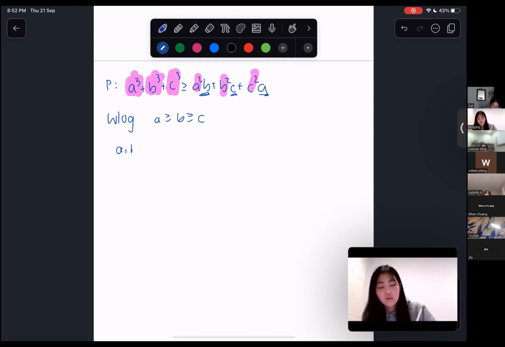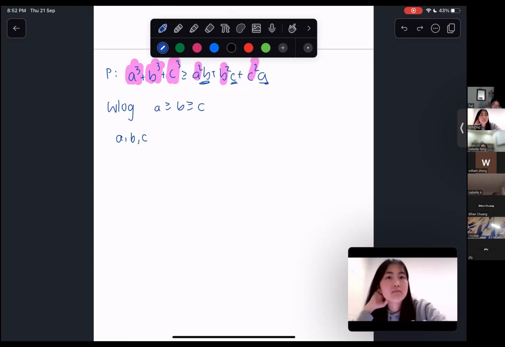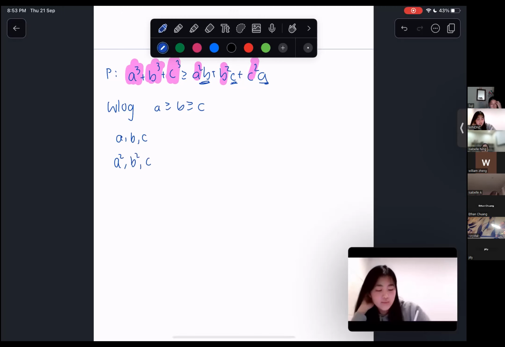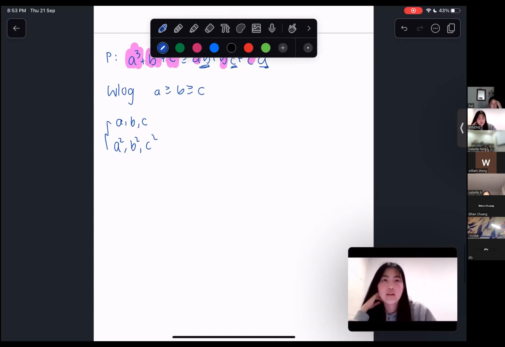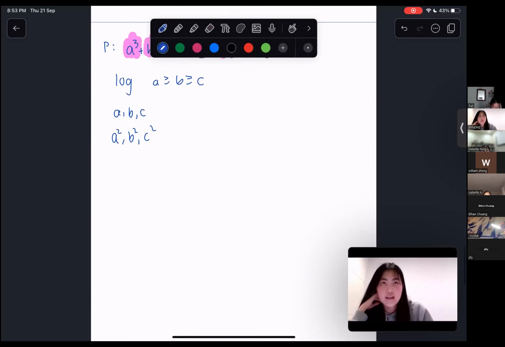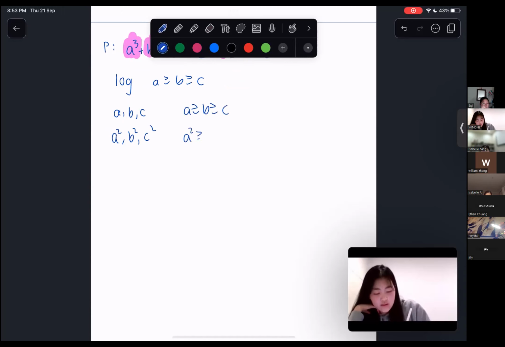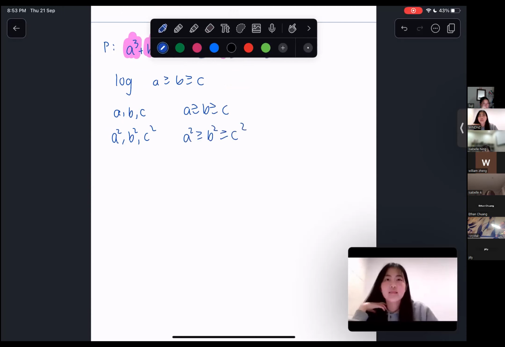So I think the more obvious one would just be a sequence of A, B, C. And what could our other sequence be? Okay, our other sequence would be something like this, right? That'd be the most beneficial to us and make our lives a lot easier if we did this sequence, right? So now we have our two sequences. Like I said before, we want to pair the big with the big, right? So we know that it follows quite trivially that A squared is greater or equal to B squared is greater or equal to C squared, right? Especially since our numbers A, B, C are non-negative real numbers.